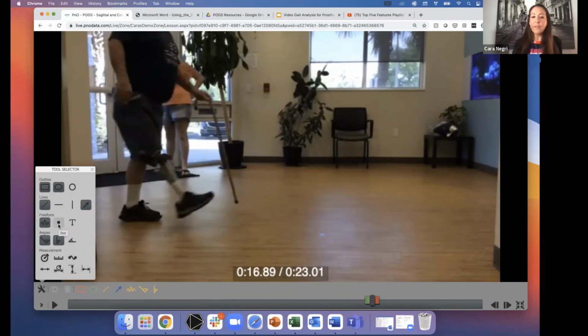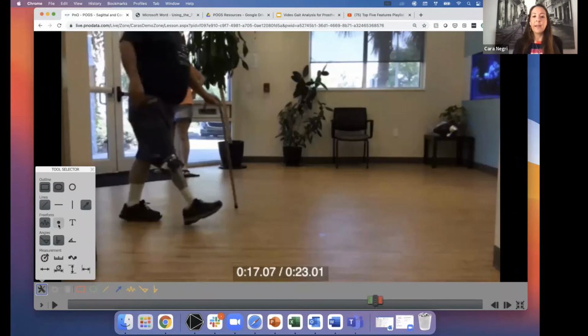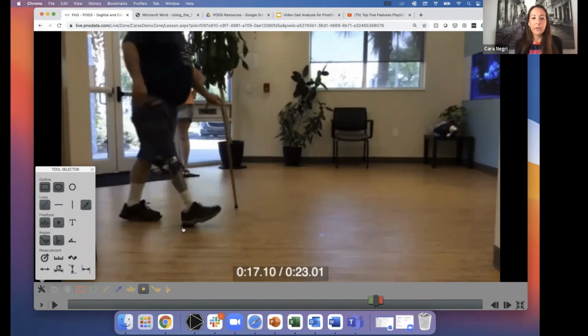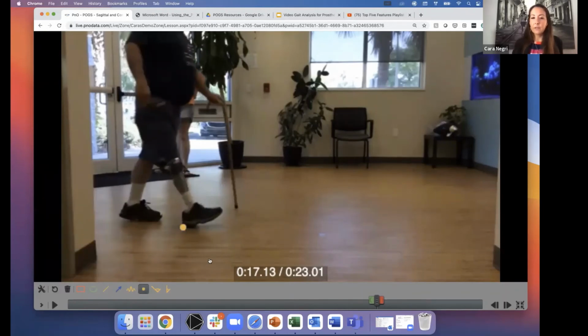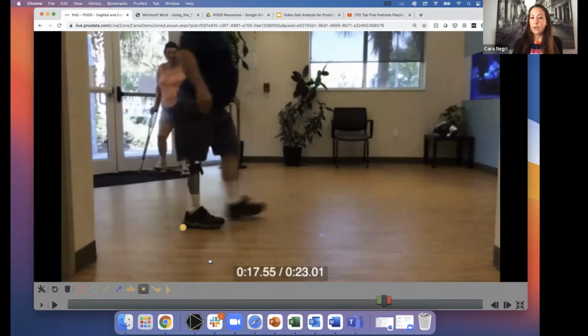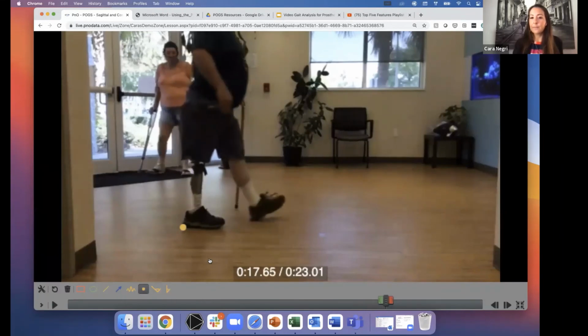But when I've got step asymmetry, I like to show them a measurement, and then we start to work on that from there. So I'm going to use this dot tool here first to just mark my heel contact of each side.